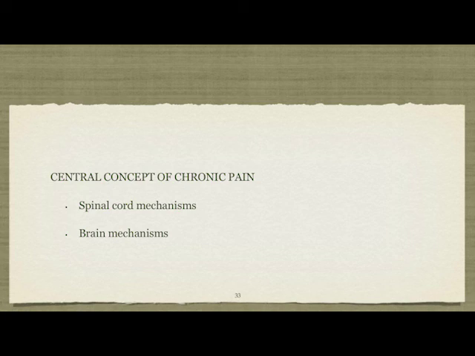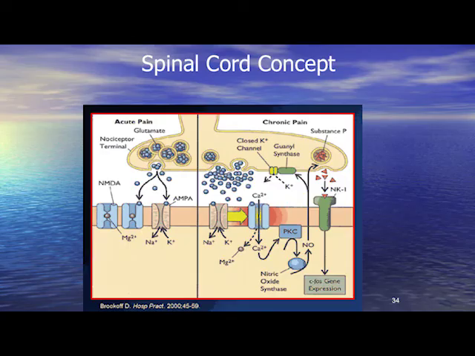There's a lot of change that happens in the spinal cord and in the brain. In the spinal cord, in dorsal horn cells, in chronic pain, I'm trying to compare what happens in acute pain and chronic pain. This slide is a very genius slide. It's a simplified slide to tell you what happens in dorsal horn cells in acute pain, and on the right side, what happens in the chronic situation.